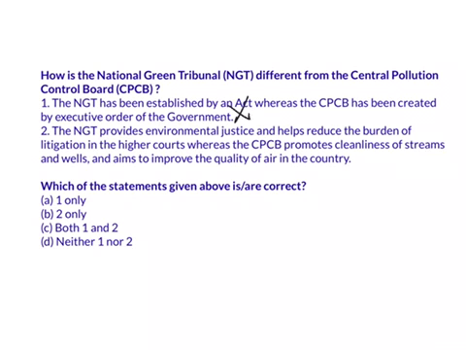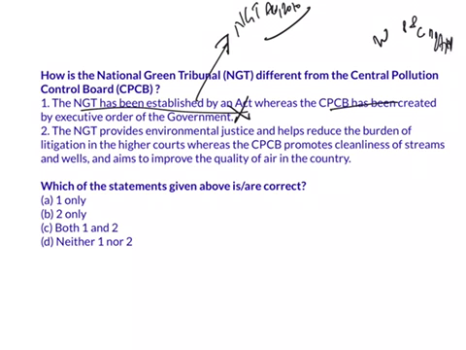This statement is incorrect. The NGT has been established by an act, that is correct, because the National Green Tribunal is a statutory body established under the National Green Tribunal Act of 2010, whereas the Central Pollution Control Board is also a statutory organization because it was constituted under the Water Prevention and Control of Pollution Act of 1974. So statement 1 is incorrect.